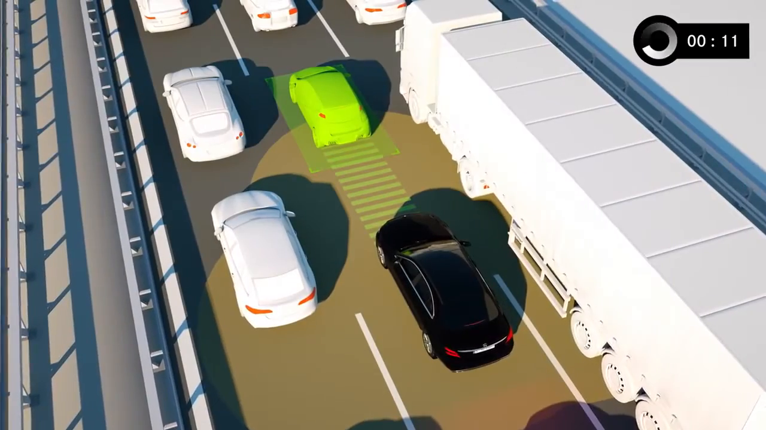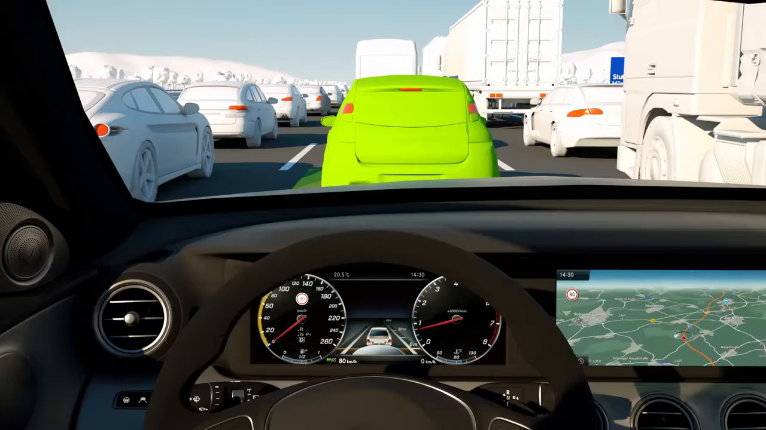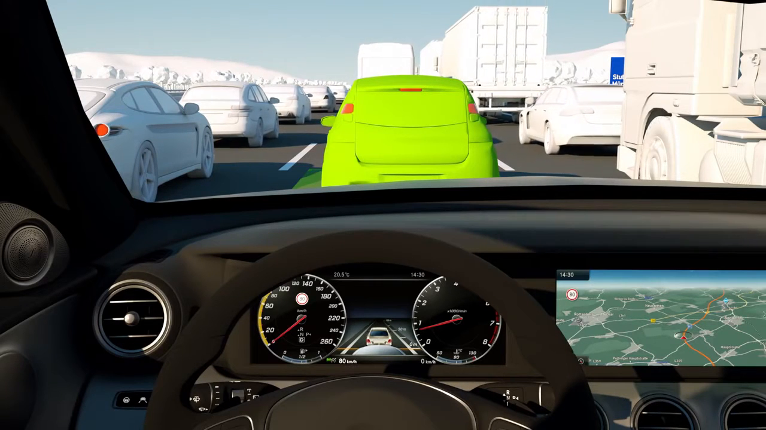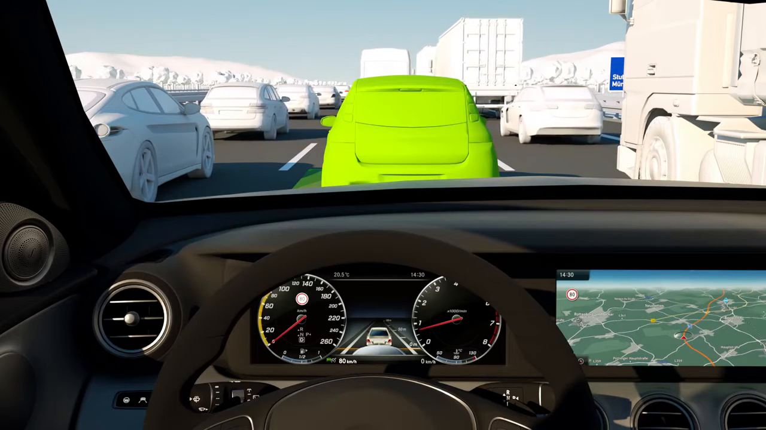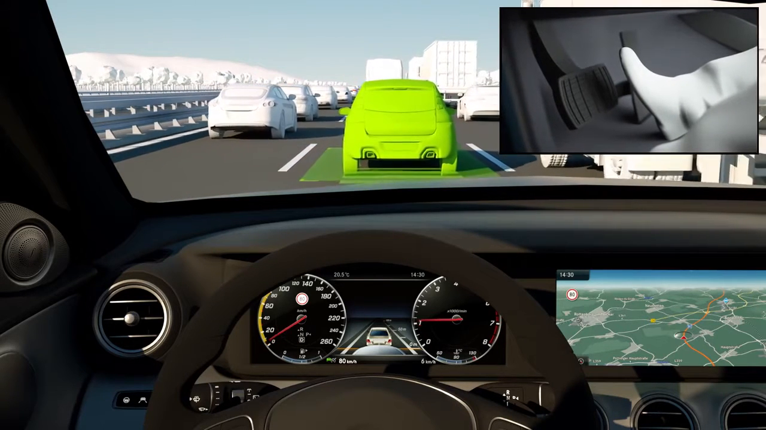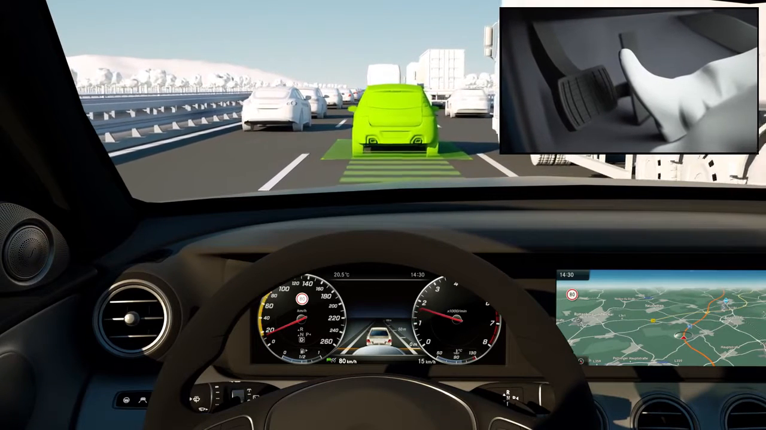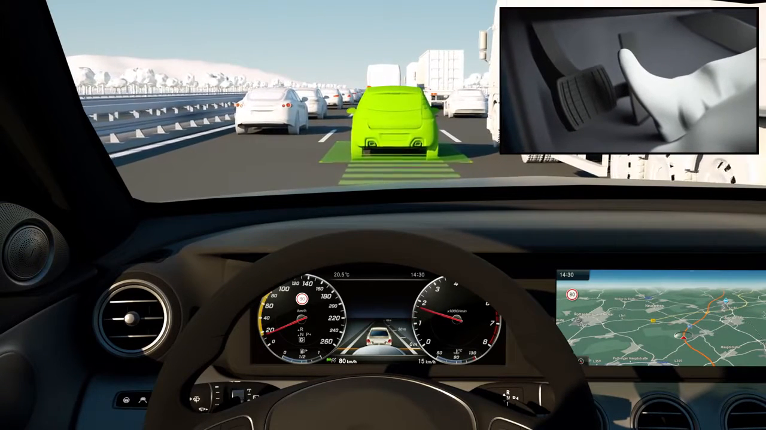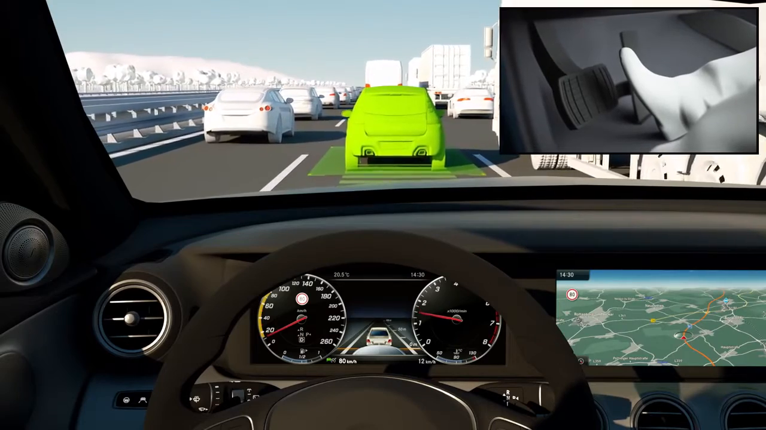Depending on the type of road, the system then remains ready to move off for a longer period of time, with a space ahead of the vehicle monitored by several sensors. Once the traffic starts to move again, the system accelerates the vehicle to the previous set speed and automatically maintains distance to the vehicle ahead without any action on the part of the driver.